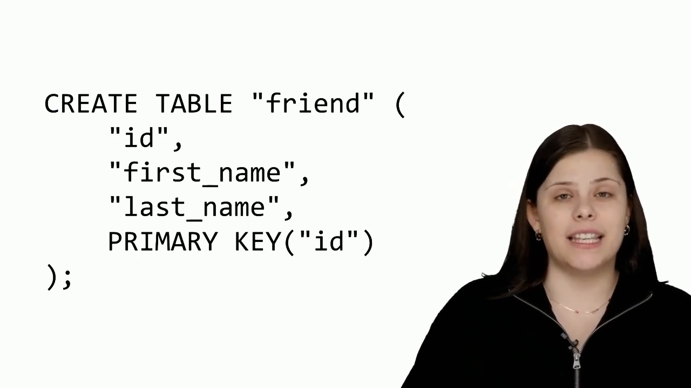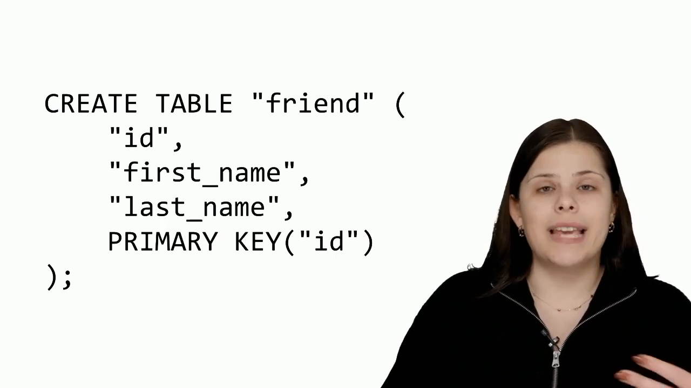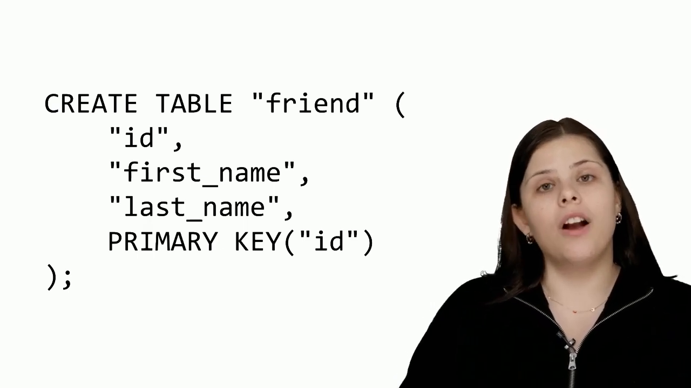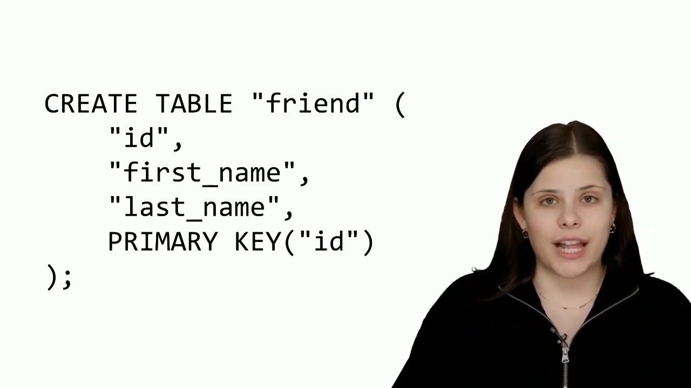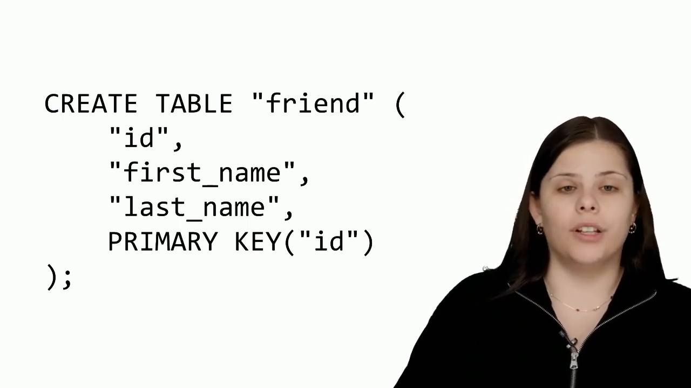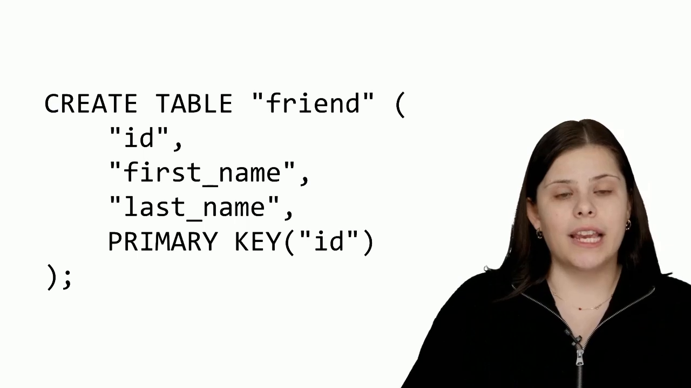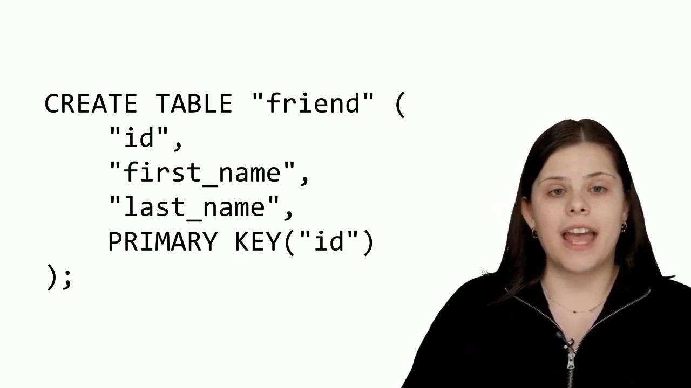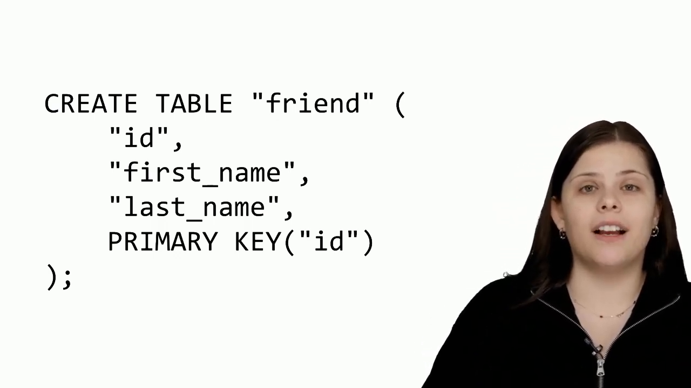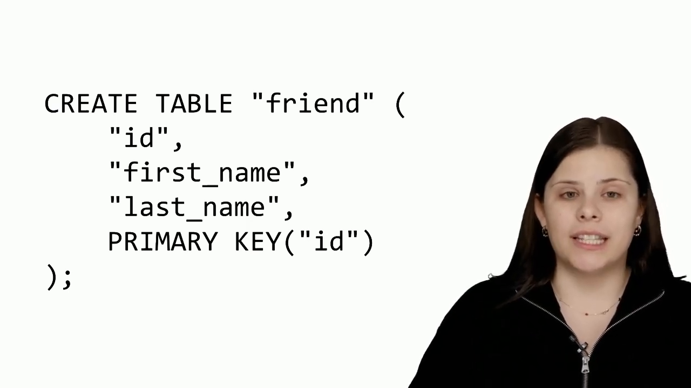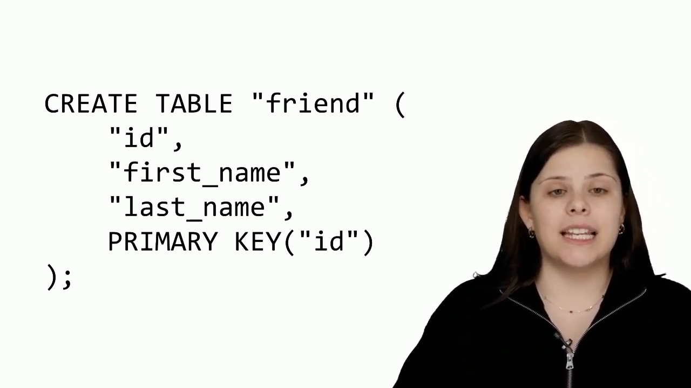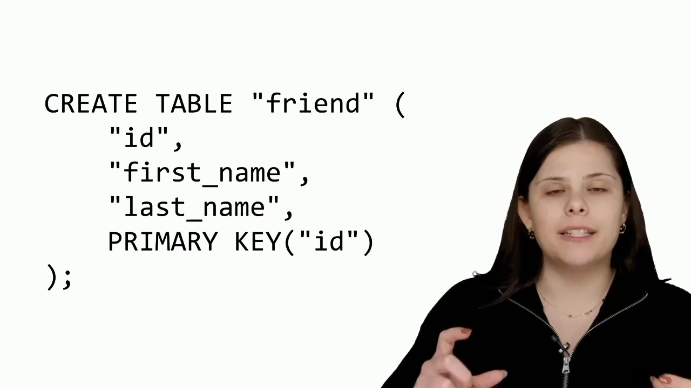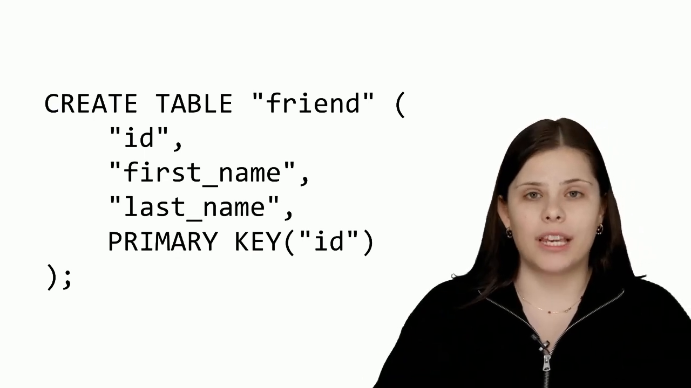And that is the convention: capitalize all of the SQL keywords, and then your column names or the values that you'd like to input would be lowercase. So here we are going to create a table called friend. Inside of the parentheses, we're specifying the columns that we would like to see in this table. For example, in this case, it is ID, first name, last name. And in the end, we're specifying that the ID would be the primary key.